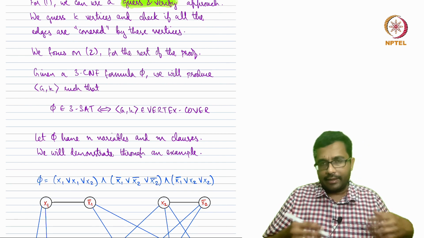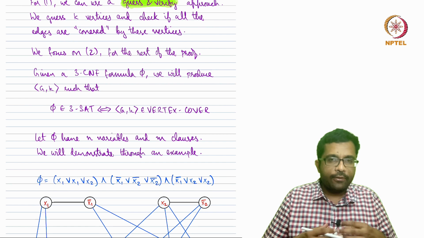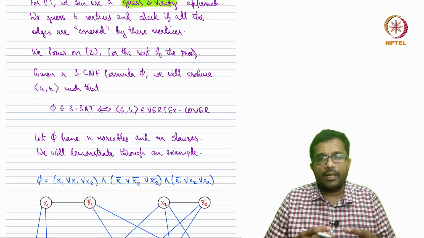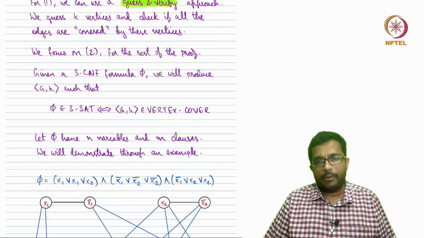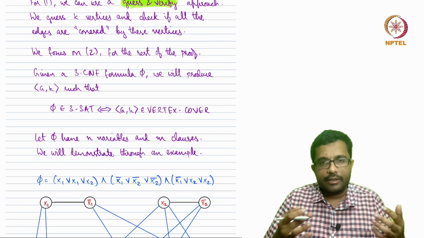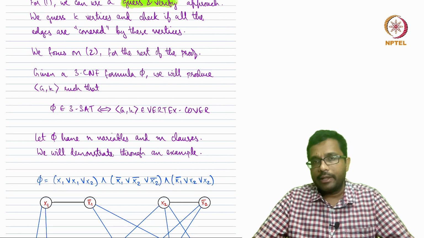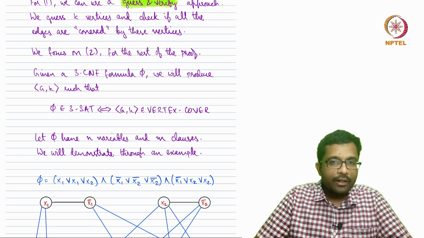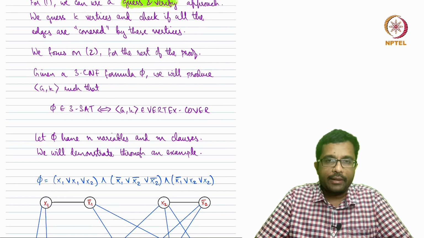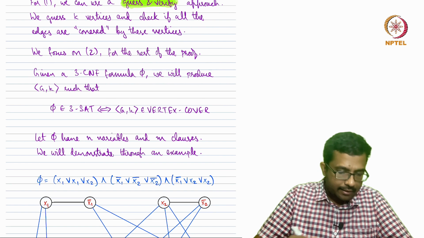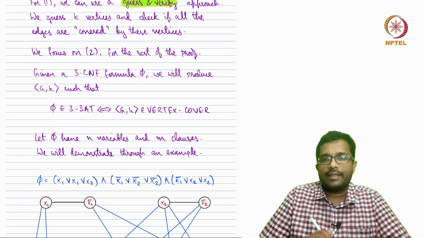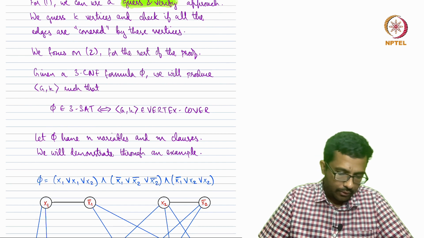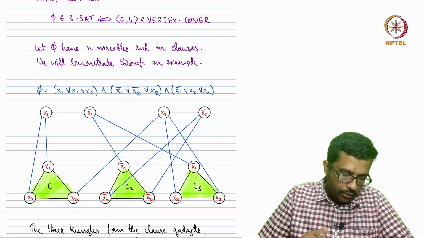And the second thing is that the process of coming up with the vertex cover instance, coming up with G,K, should also be done in polynomial time. In other words, the reduction should be completed in polynomial time. So given phi, you should be able to spend polynomial time and come up with G,K such that phi is satisfiable if and only if G has a K sized vertex cover.